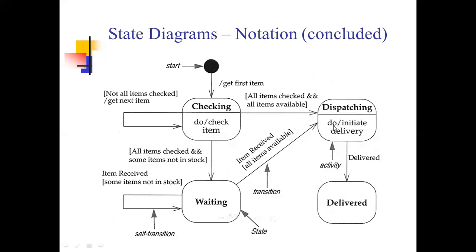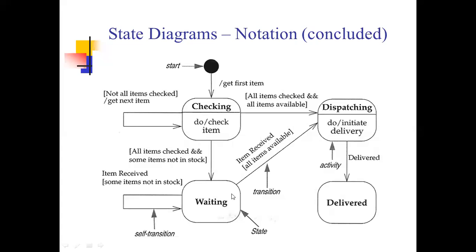It contains the activity do initiate delivery. Then it will deliver. See the next state is delivered. See the transition delivered. These are the activities, and these are the transitions. This is the self transition. Here you can see the self transition. When not all items are checked, then get the next item. This is the self transition here.